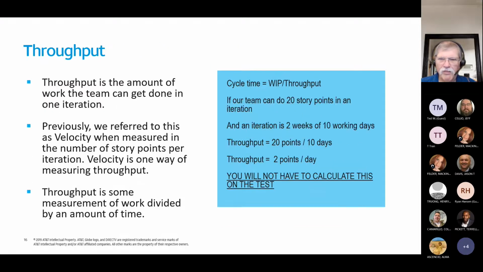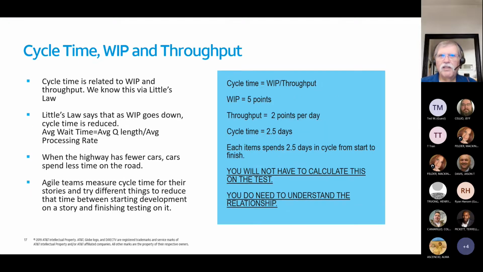Okay, you had this one, calculating throughput. If you've got cycle time and you've got WIP, you can calculate throughput. The same thing. Okay, you just need to know the relationships here.